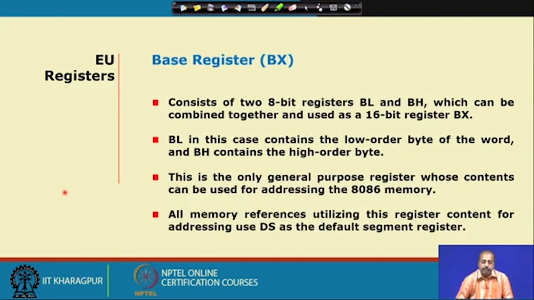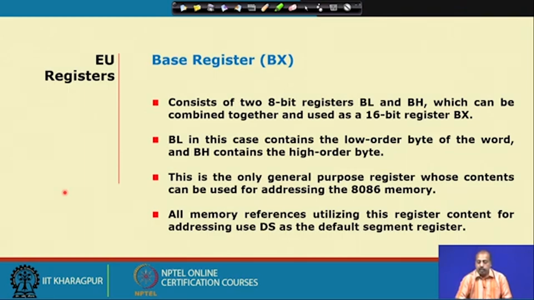Another register is BX. BX is a general purpose register, but it has got some other functionality also for memory addressing. That is why this is called the base register. Again, it consists of two 8-bit registers BL and BH. They can be combined together as a 16-bit pair into the BX register. The BL is the lower order byte, BH is the higher order byte.